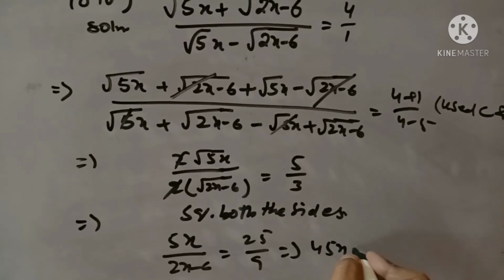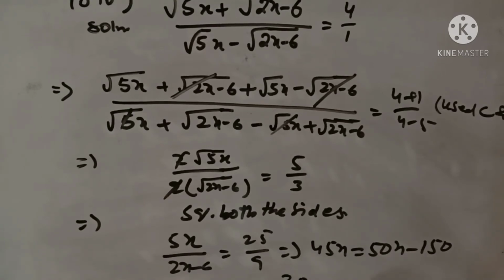45x is equal to 50x minus 150. So this implies that you take minus 150 this side and 45x this side. It will come 5x equal to 150. So x equal to 30. Therefore the value of x will become 30. Write down please.